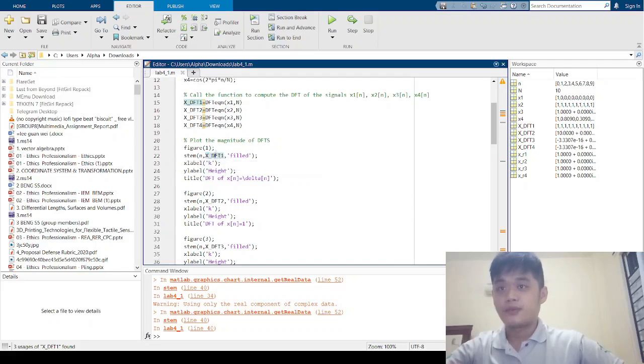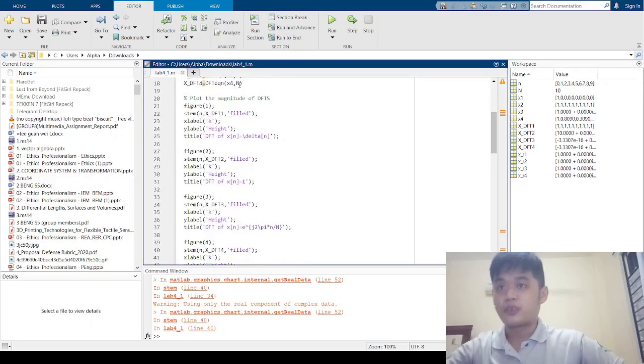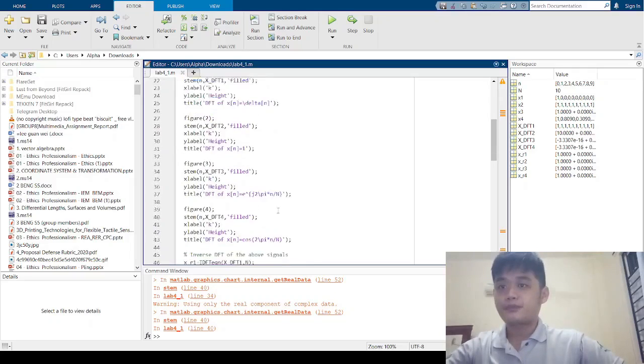So figure 1 is going to be for this one. For figure 2, it's going to take the discrete Fourier transform from this, the third one would be from this, and the fourth one, which is the last one, will be taking the values from this one.